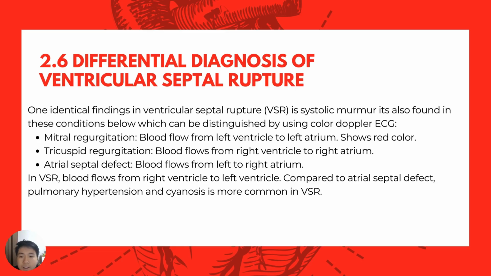Patients with ventricular septal rupture develop a systolic murmur, which is also found in mitral regurgitation, tricuspid regurgitation, and atrial septal defect. Color Doppler echocardiography can be used to differentiate each of these conditions from ventricular septal rupture. For mitral regurgitation, blood flows from the left ventricle to the left atrium. For tricuspid regurgitation, blood flows from the right ventricle to the right atrium, and in atrial septal defect, blood flows from left to right atrium. In VSR, blood flows from the left ventricle to the right ventricle. Also, compared to atrial septal defect, pulmonary hypertension and cyanosis are more common in VSR.